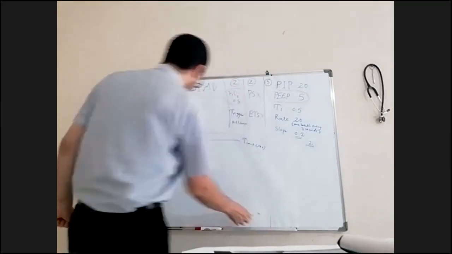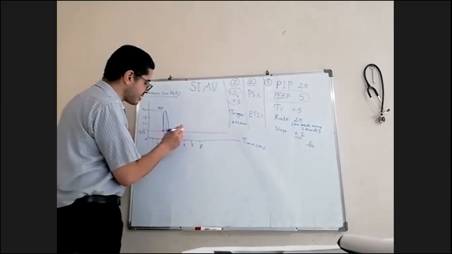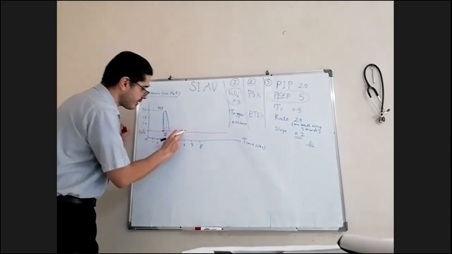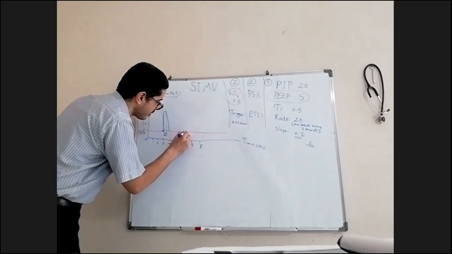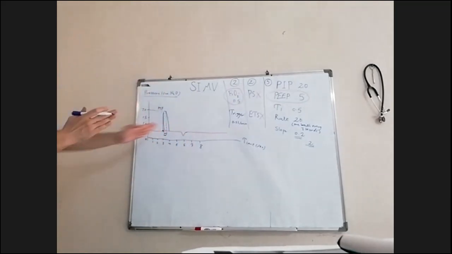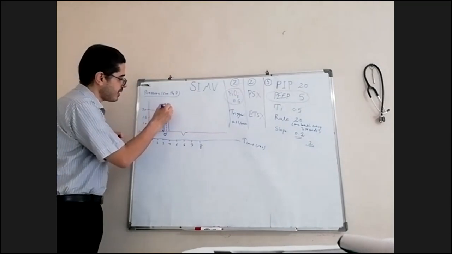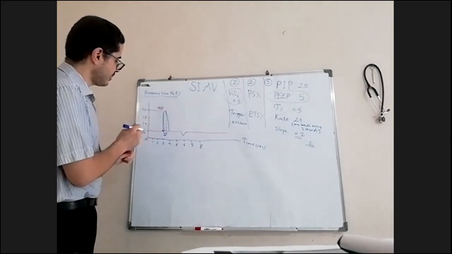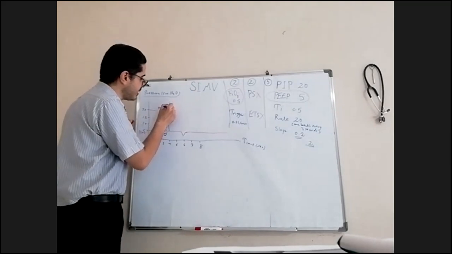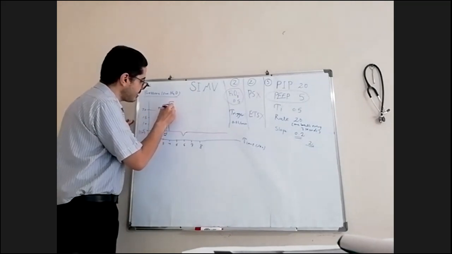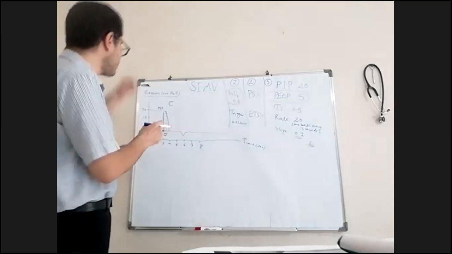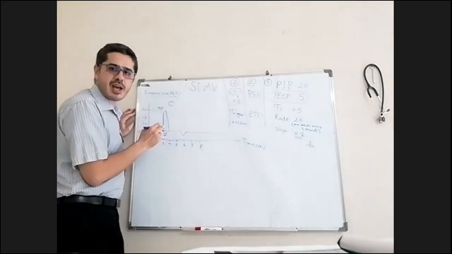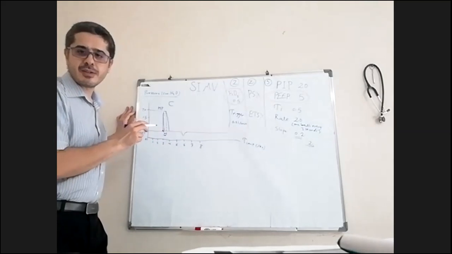So let's say the patient, at 6 seconds, makes an effort and has some negative pressure. But before I go there, what type of breathing is this? Anyone can tell me? This is controlled breathing, because it started by the machine and ended with the machine. What was the trigger? Is it time trigger or pressure, flow, volume trigger? It is time trigger.